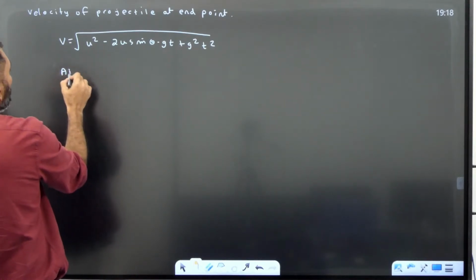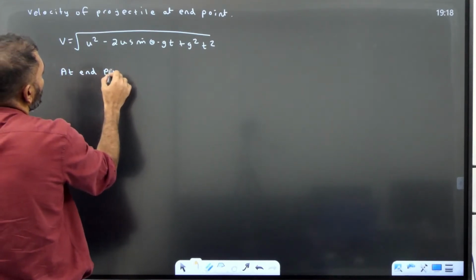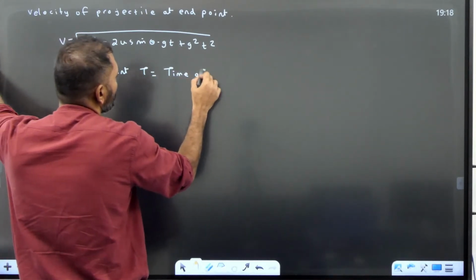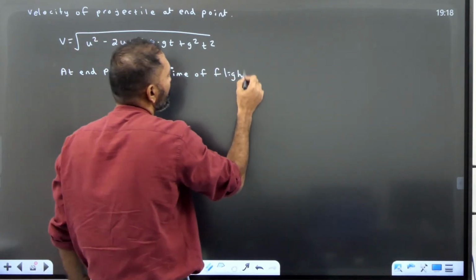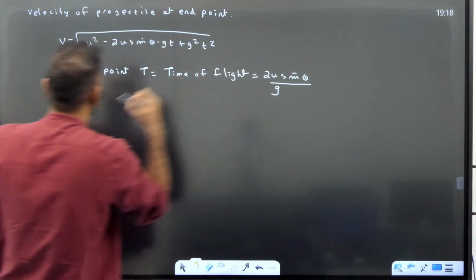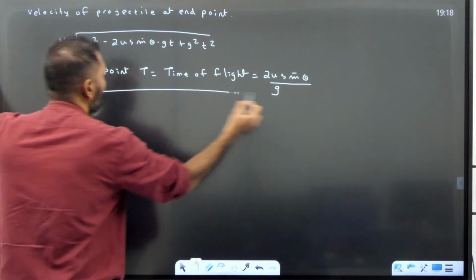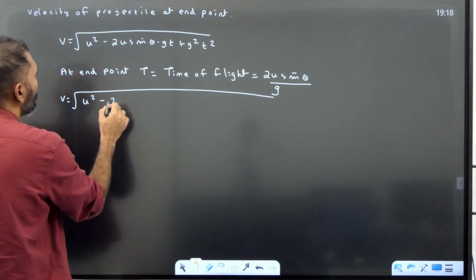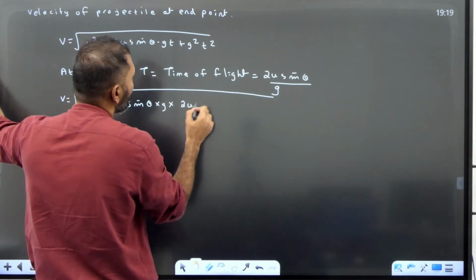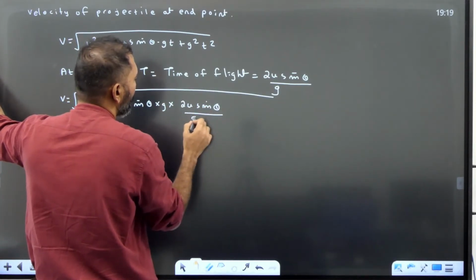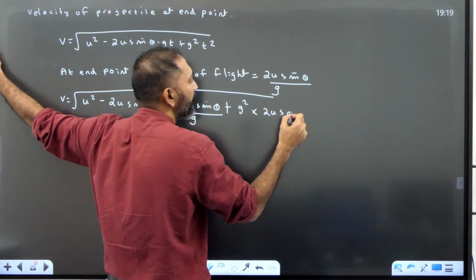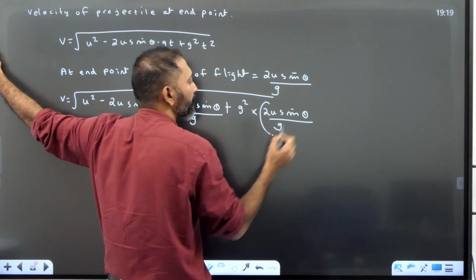At end point, what will be the time? At end point, time t is equal to time of flight. What is time of flight? 2u sin theta by g. Substituting, v is equal to root of u square minus 2u sin theta into g into 2u sin theta by g plus g square into 2u sin theta by g the whole square.